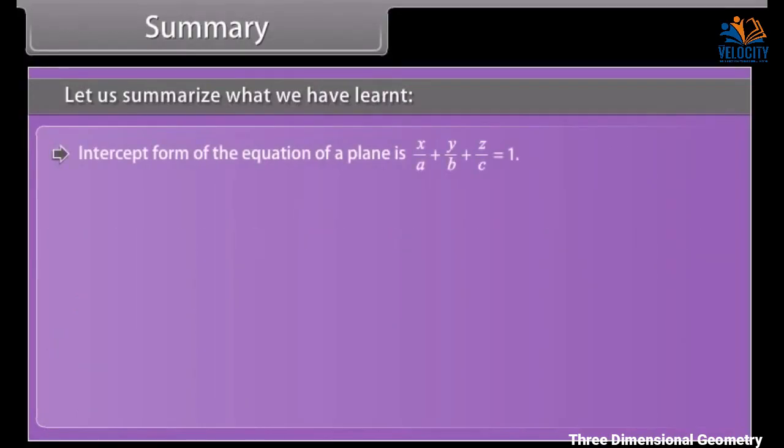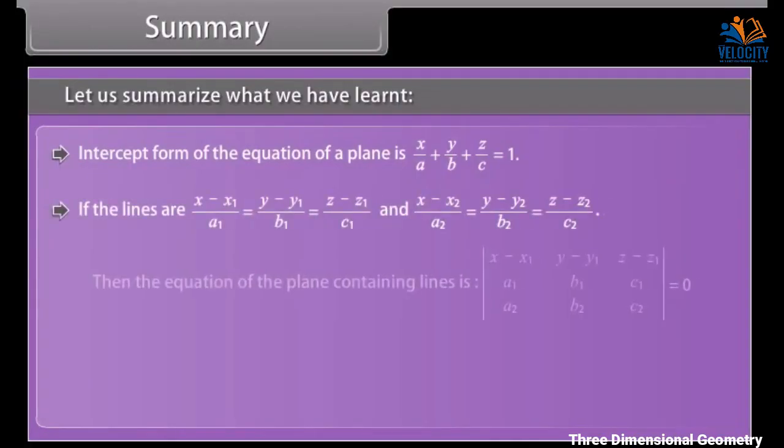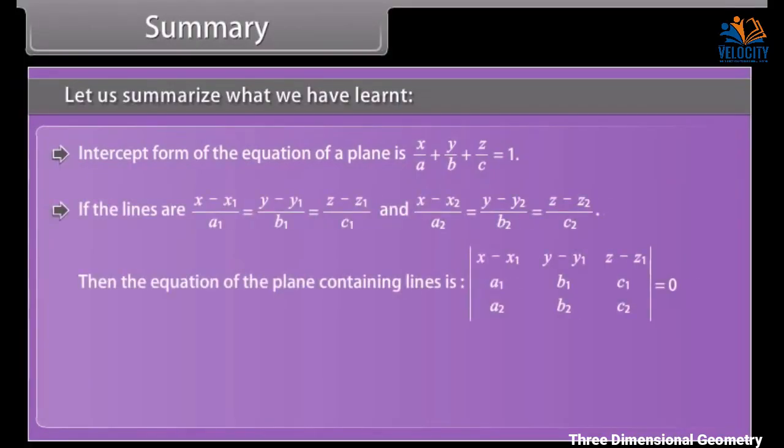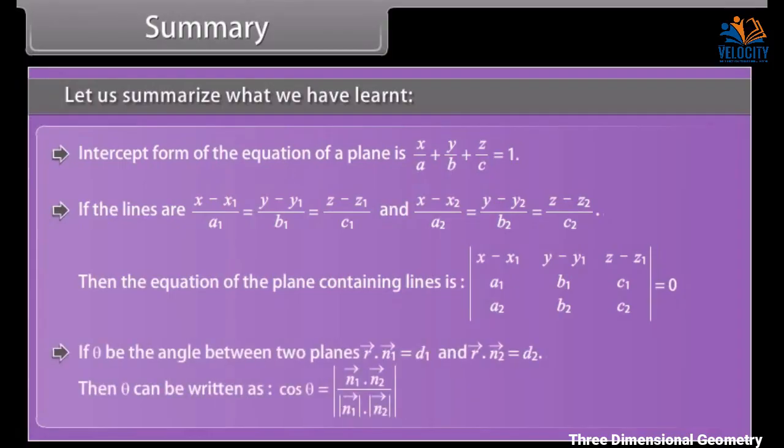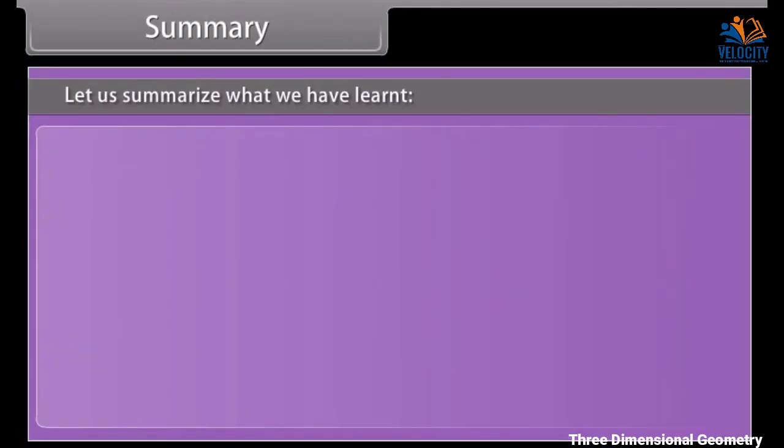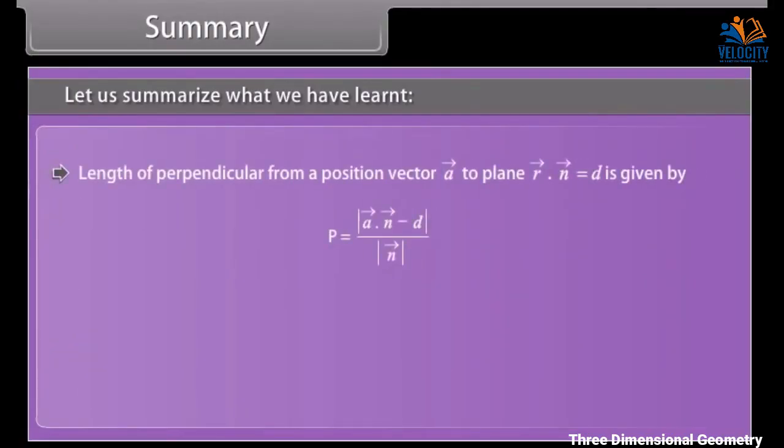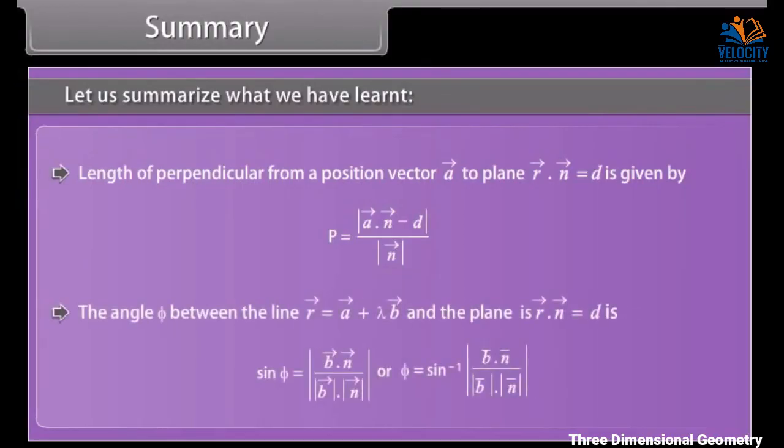Intercept form of the equation of a plane is given. If the lines are given, then the equation of the plane containing the lines is given. If theta be the angle between two planes, then theta can be written as given. Length of perpendicular from a position vector A to a plane is given by the formula. The angle phi between the line and the plane is given by the formula.